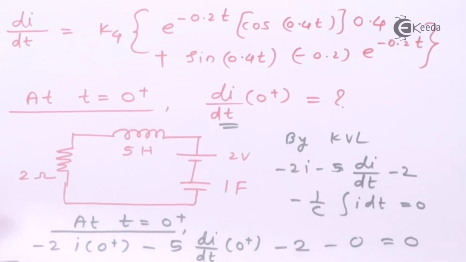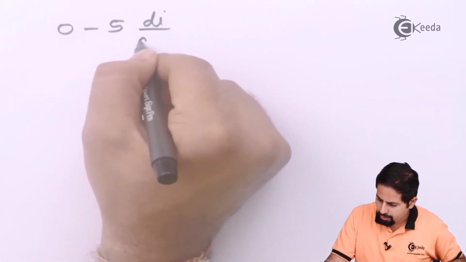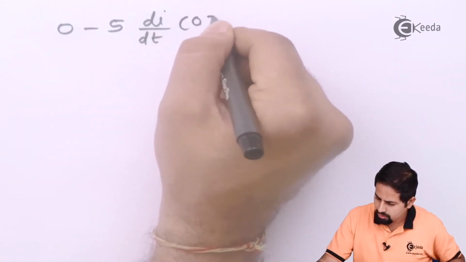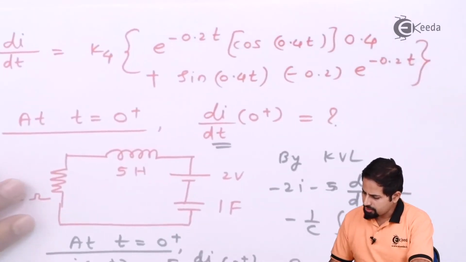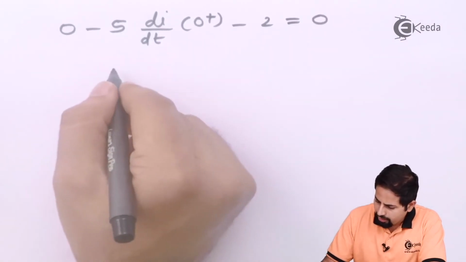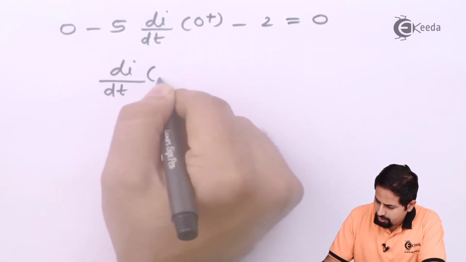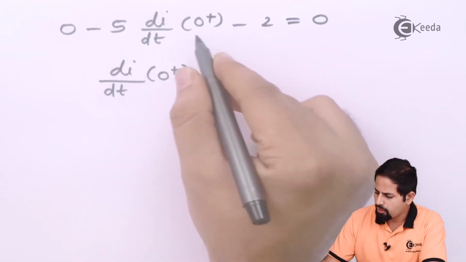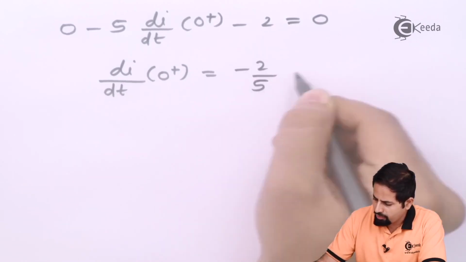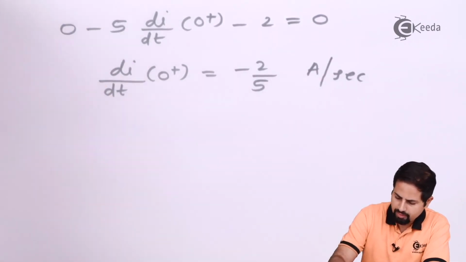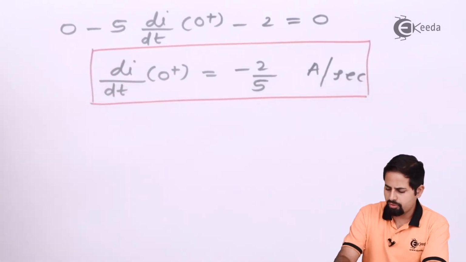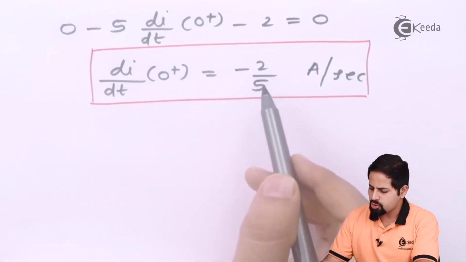So this is how our equation will be: minus 5 di by dt at 0 plus minus this 2 equal to 0. Or what we can do, we can write di by dt at 0 plus equal to, now this goes here, it becomes plus, but this minus will come here, so it is minus 2 divided by 5 amperes per second. So this is the condition we got: di by dt at 0 plus is minus 2 by 5.